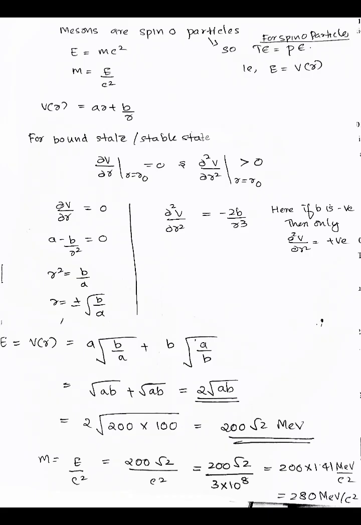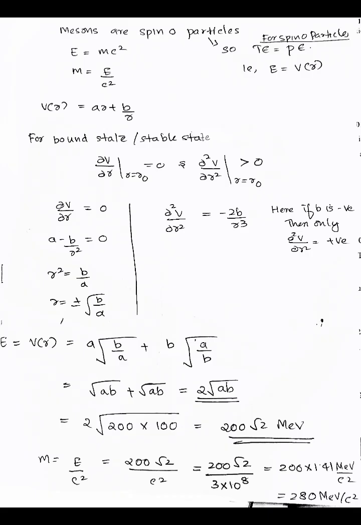Here E is equal to mc square, where m is equal to E by c square, and V of R is given as AR plus B by R. And for bound state or stable state, dou V by dou R at R equal to R0 is equal to 0, and dou square V by dou R square is greater than 0. Then here dou V by dou R is equal to 0.